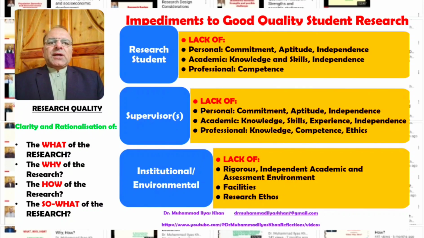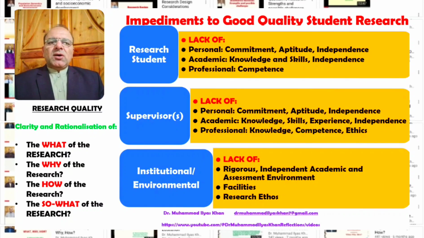Third, the how of the research process. In other words, is it the methodology of the research? Has the methodology of the research been clearly presented? And lastly, the so what of the research. In other words, the outcomes of the research. So the outcomes of the research, the findings of the research, the implications of the research, have these been clearly and succinctly presented in the research reports and research theses?